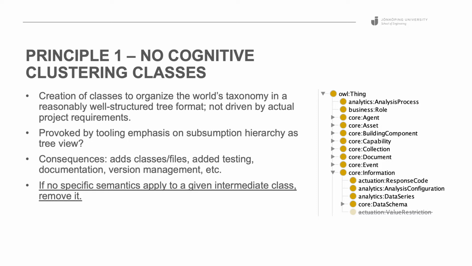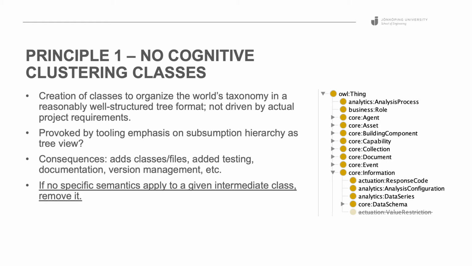Principle number 1, cognitive clustering classes and why they should be avoided. What you typically find in ontology engineering quite often is that ontologists create classes that aren't actually needed per the requirement spec, but that give rise to a nice looking tree structure in a tool such as Protégé. So in this example here, the class information on the bottom right there is actually not needed or used in the real resulting artifacts. It was actually created just as a nice nesting point for all the subclasses there.